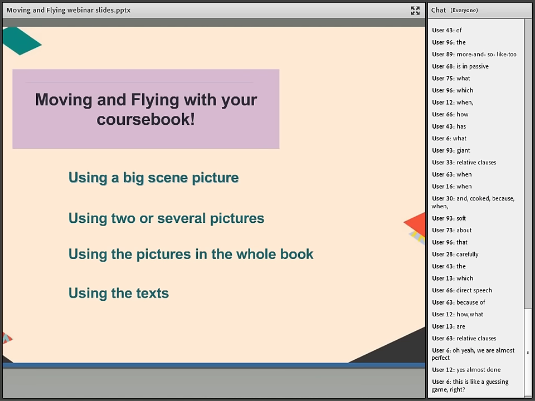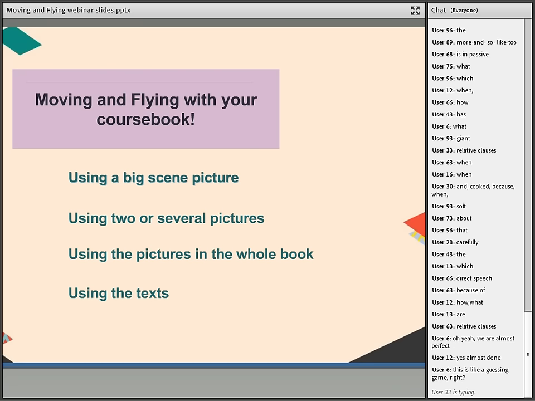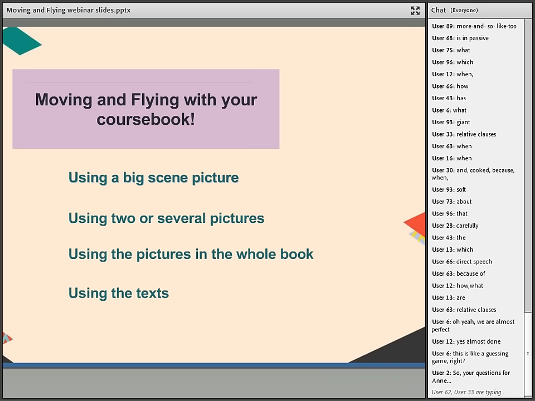So my time for talking and sharing activities has finished, but I haven't finished talking because I'll be answering your questions. Today we've looked at ways to use a big scene picture, to use 2 or several pictures, and using pictures throughout the book. And finally, we've looked at a few ideas for using the texts.